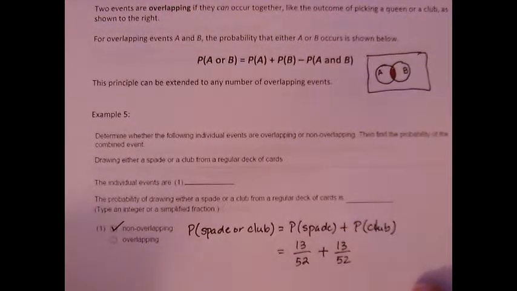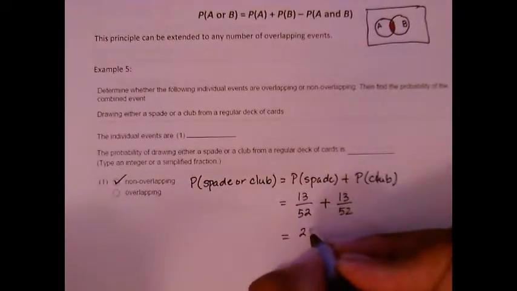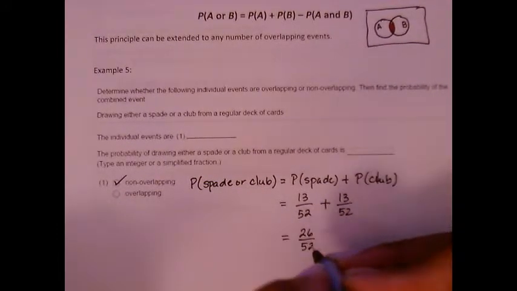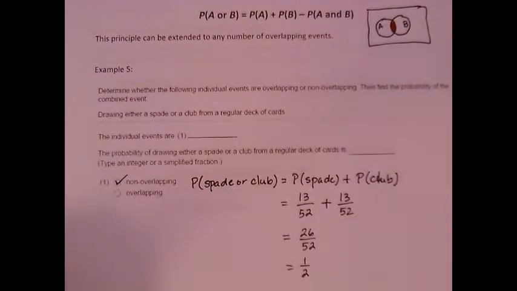Now if I add 13 over 52 to 13 over 52, I get 26 over 52. And if I reduce 26 over 52, that's going to end up being 1/2. So the probability of getting a spade or a club would be 1/2. Okay, and I do regret not giving you an event where it was overlapping.